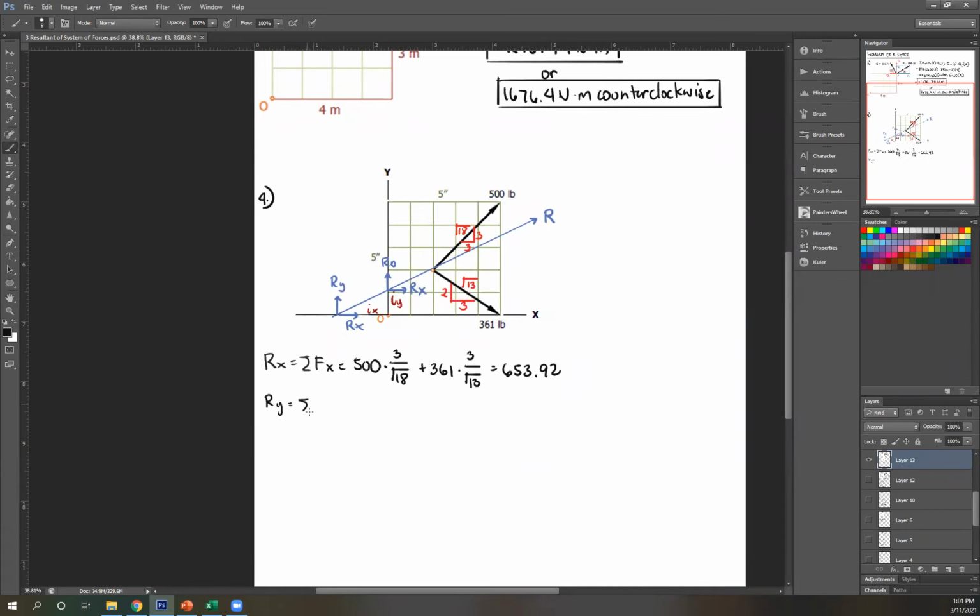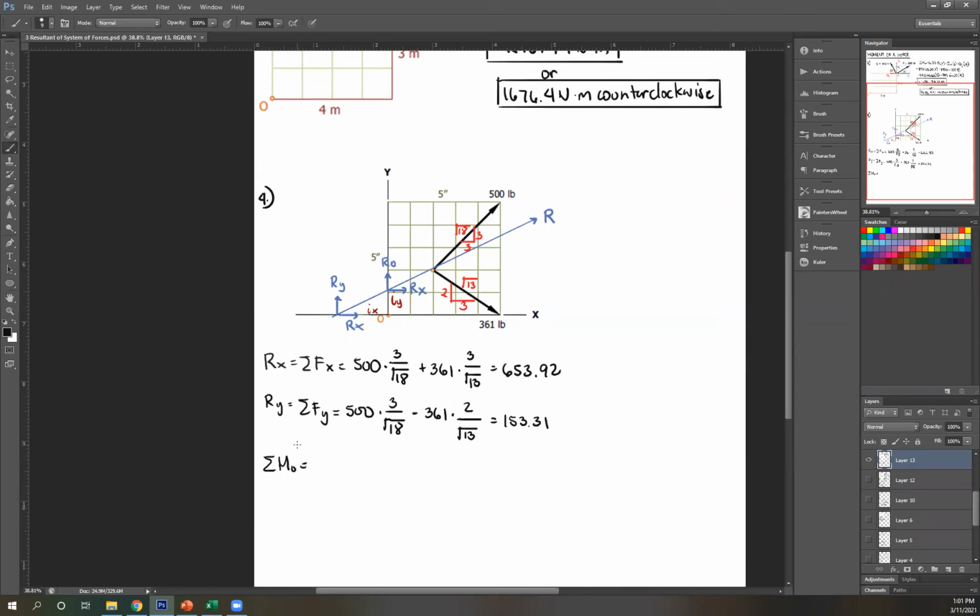Do the same for Ry. Summation of forces Y equals, starting at 500 again, upward, therefore positive, 500 multiplied by the vertical component, 3 over hypotenuse square root of 18. Next, 361 is downward, therefore negative 361 times vertical component, 2 over hypotenuse square root of 13. Once again, solving for this, you're going to get 153.31. I have Rx, Ry. Next goal is to solve for M, moment about O.